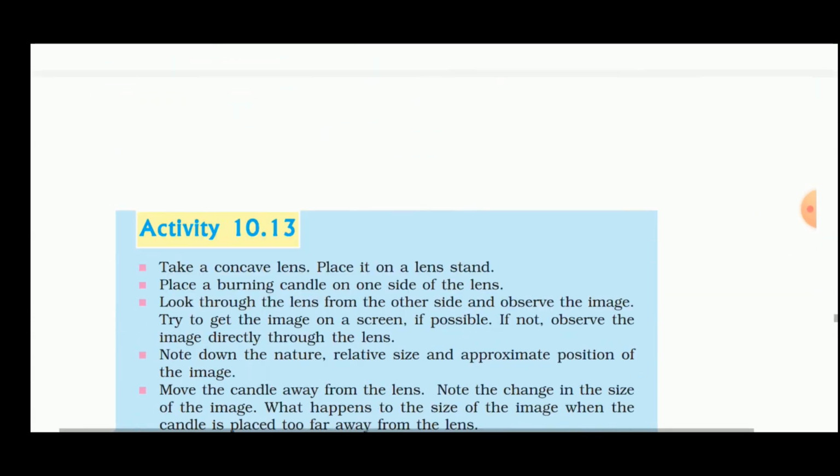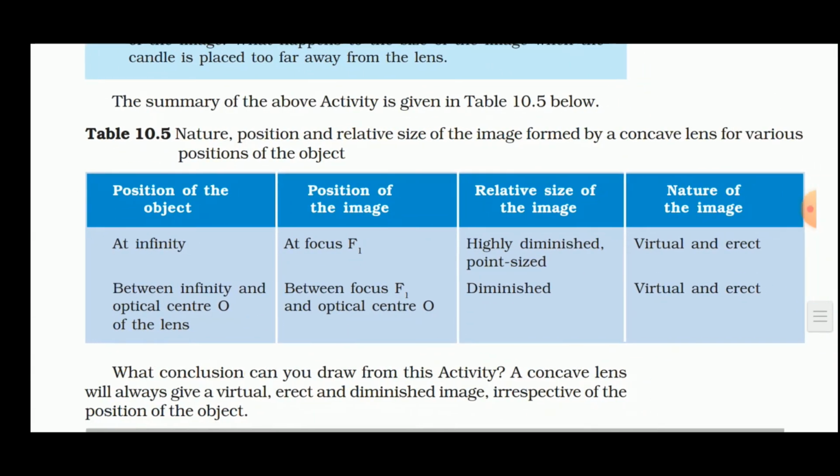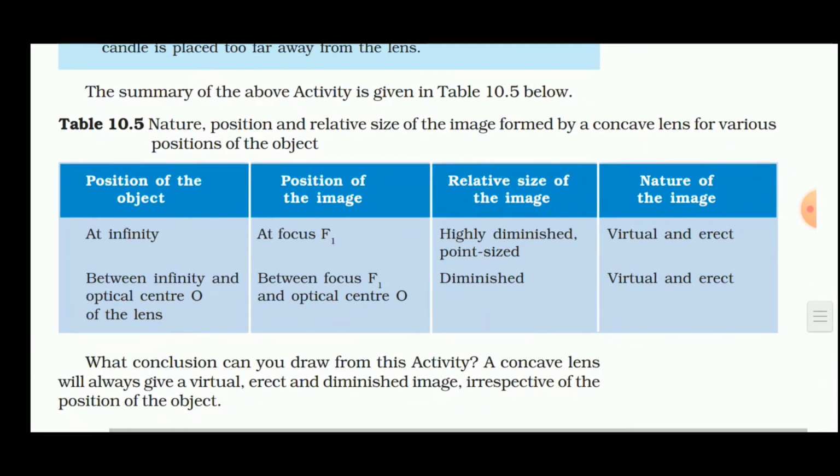Now the image formed by the concave lens occurs at only two positions. If the object is at infinity, the image is formed at focus f1. It is highly diminished, point size, virtual and erect. And if the object is between infinity and the optical center of the lens, the image is formed between f1 and the optical center. It is diminished, virtual and erect. So the images formed by concave lenses are always virtual and erect.